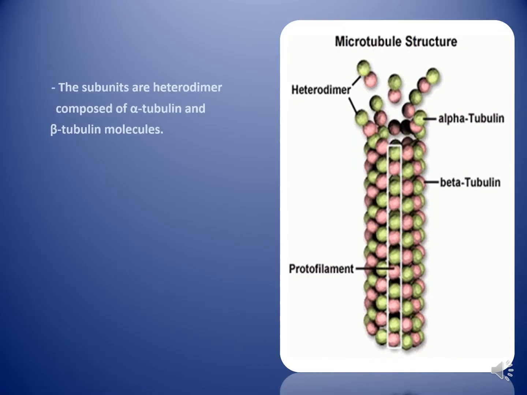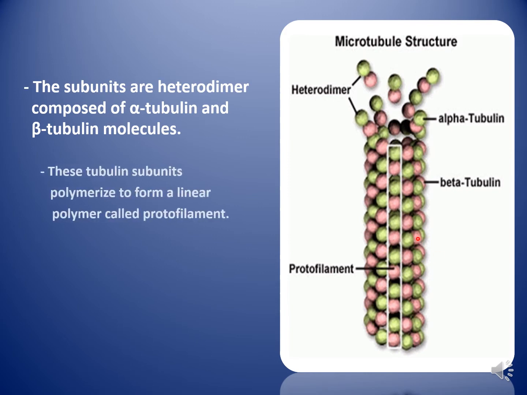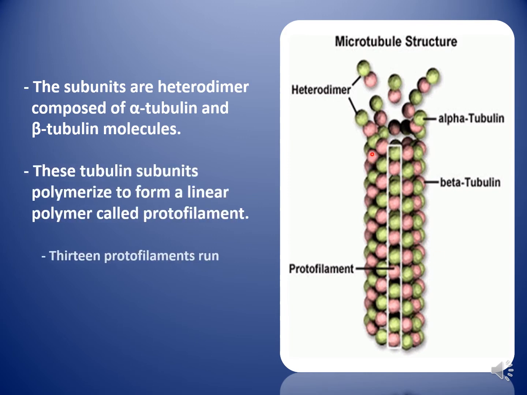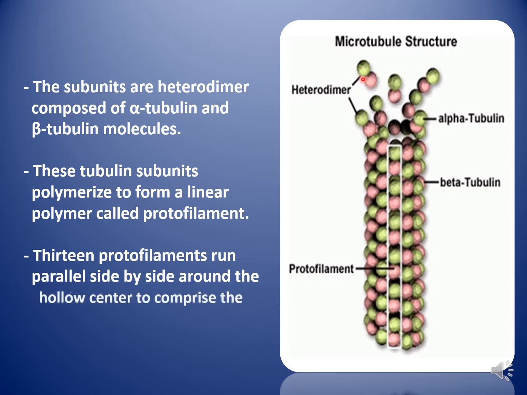The subunits of microtubules are heterodimers, composed of alpha tubulin and beta tubulin molecules. هذه هي subunits اللي يتألف من هيترودايمر، يتألف من ألفا تيوبولين وبيتا تيوبولين.